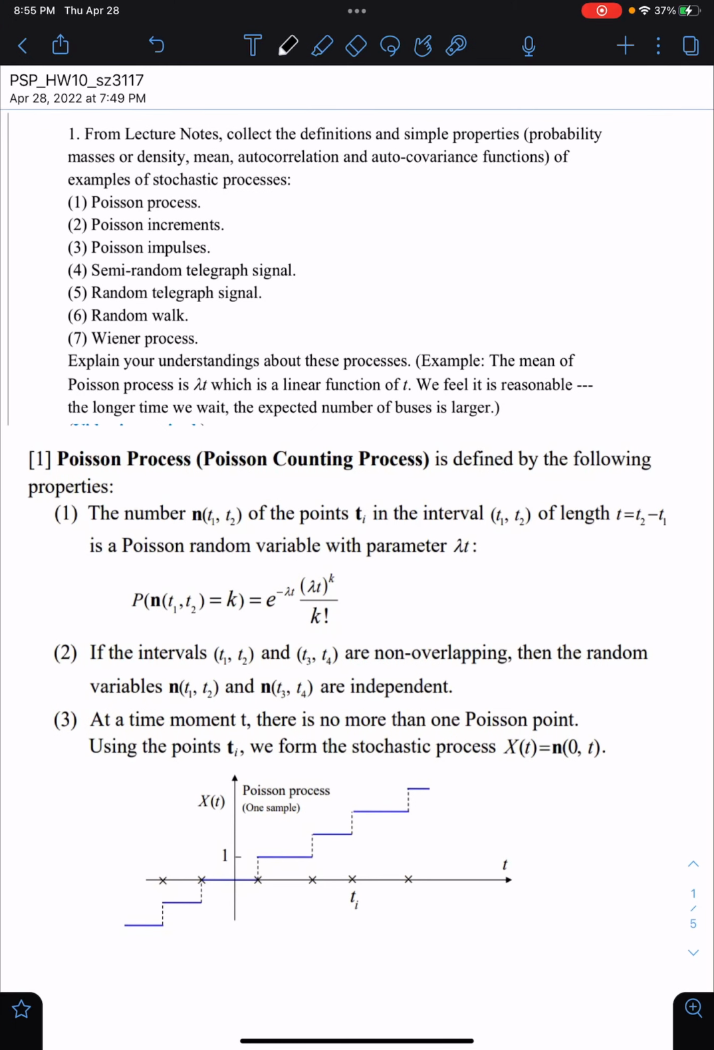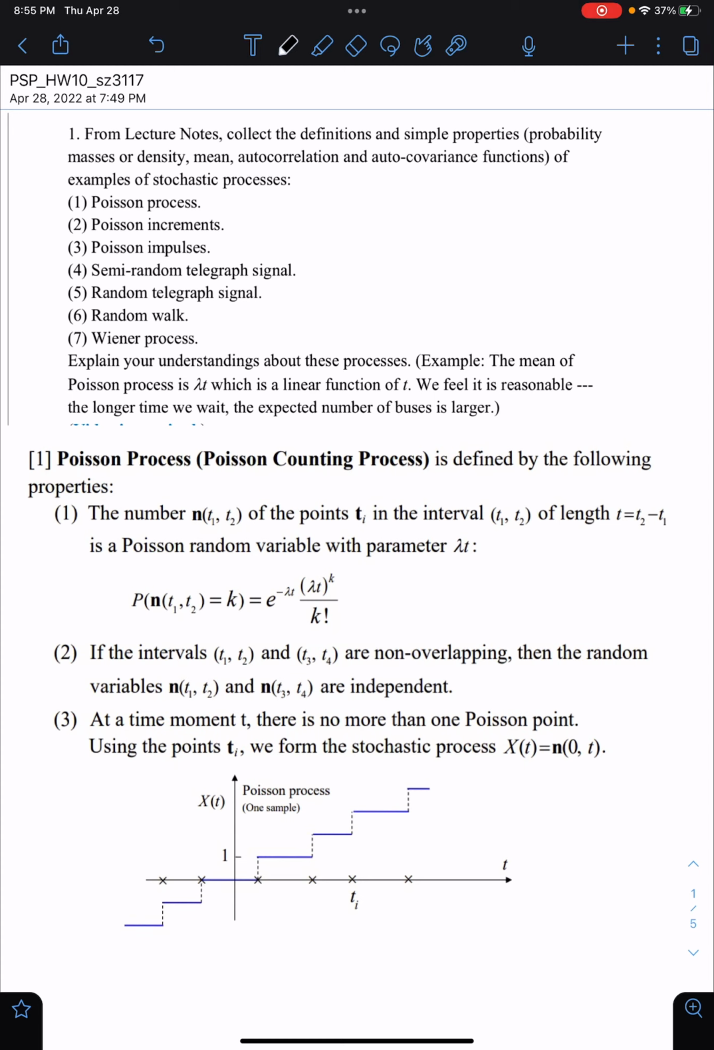Hello everyone, my name is Zhang Shuhan, and now I will introduce the method that I use to solve question 1 of homework 10. Question 1 asks us to find and collect the simple properties of 1 to 7.